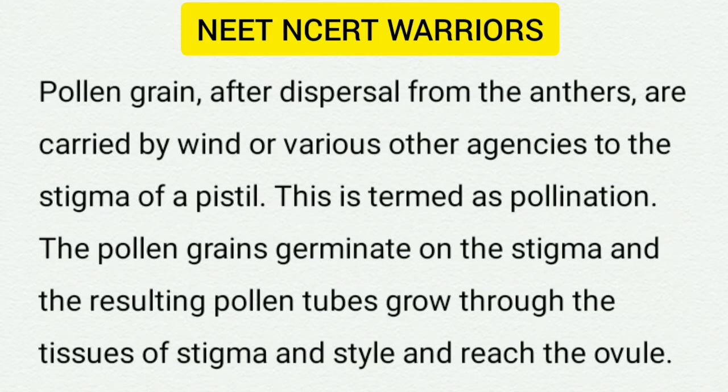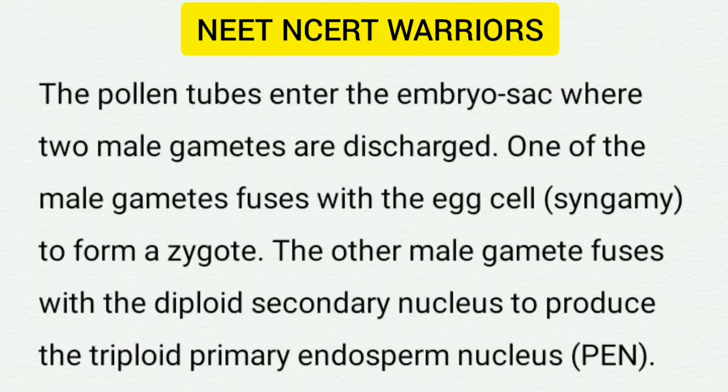Pollen grains, after dispersal from the anthers, are carried by wind or various other agencies to the stigma of a pistil. This is termed pollination. The pollen grains germinate on the stigma and the resulting pollen tubes grow through the tissues of stigma and style and reach the ovule. The pollen tubes enter the embryo sac where 2 male gametes are discharged.